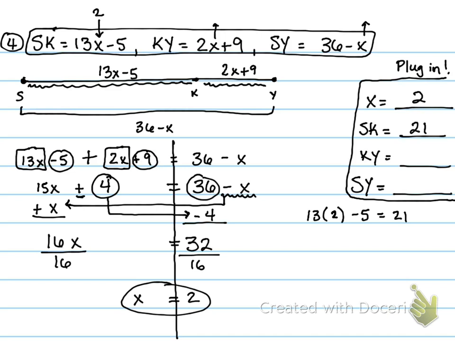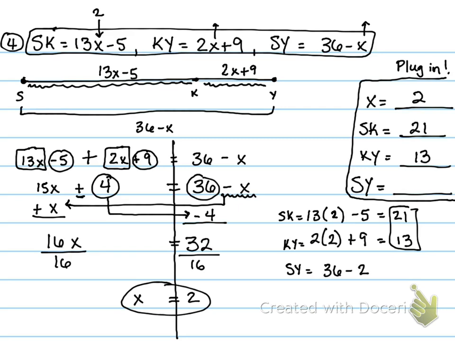KY, 2 times 2 is 4 plus 9. And that is 13. So this first part is SK. Second part is KY. Third one should be just those two added together. So it should be this plus this, but let's double check. 36 minus 2 should give me 34. And look, what do you know? 21 plus 13 actually is 34. So I know for a fact I've done this correctly.